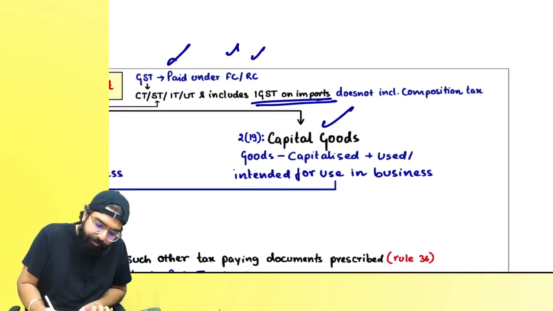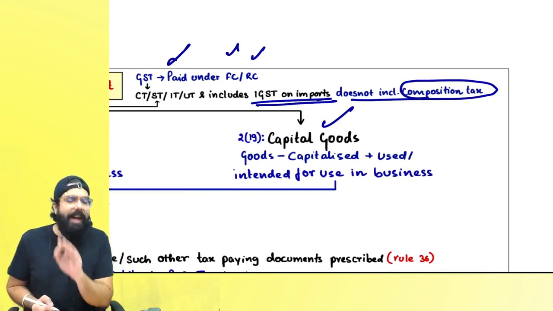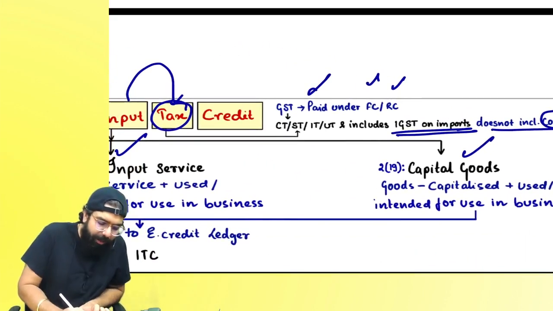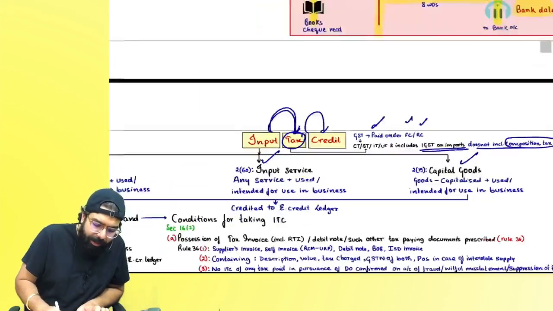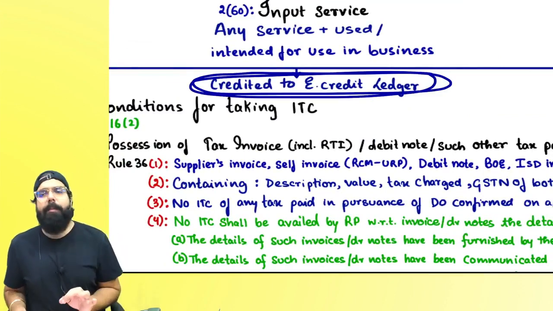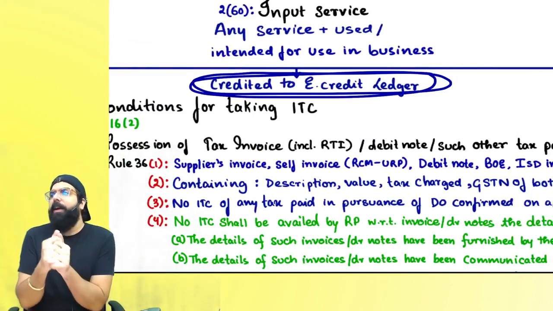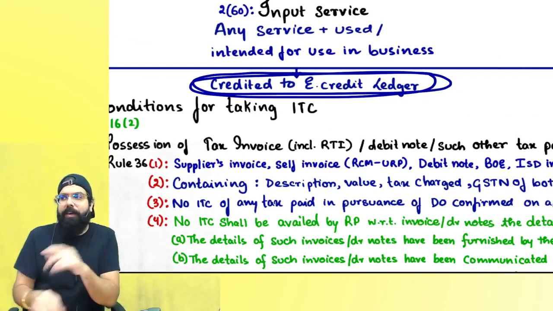But it does not include composition tax. Input tax credit you will get, but composition tax credit you will not get. So whatever tax you pay under forward charge or reverse charge, you will get the credit, and credit will be given in the e-credit ledger. Always remember one thing, you have to avail the credit, right everyone, and the credit will be given in your e-credit ledger. Later you will utilize it, right everyone?